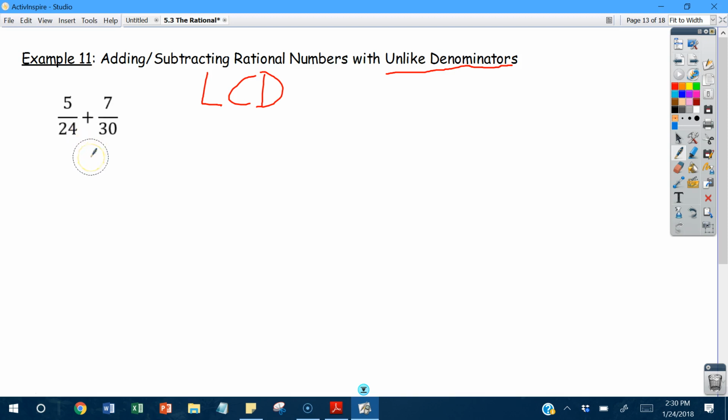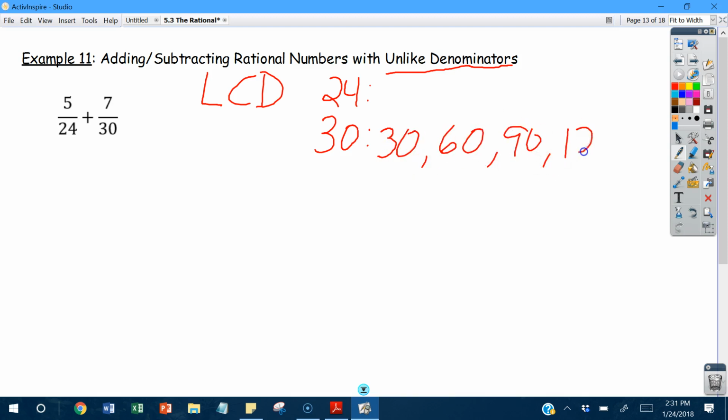The one I like involves writing out the multiples of the denominators, each one. And we're going to write down as many as we can until we find one that they have in common. So for example, I'm going to do the 30 first because it's easier. The multiples of 30 are 30, 60, 90, 120, and we can keep going if we wanted to. But the idea is we want to write out as many until we find one in both of these rows that are exactly the same.